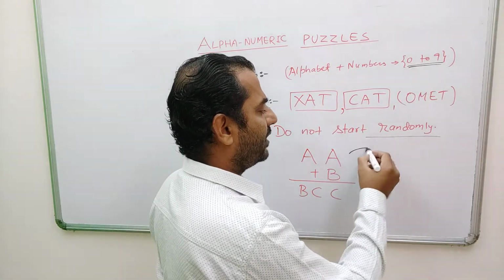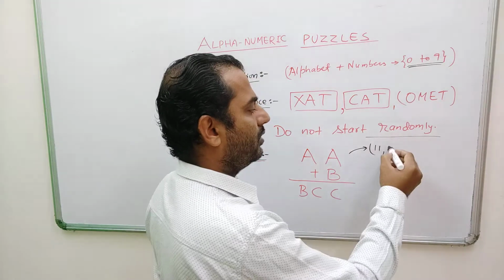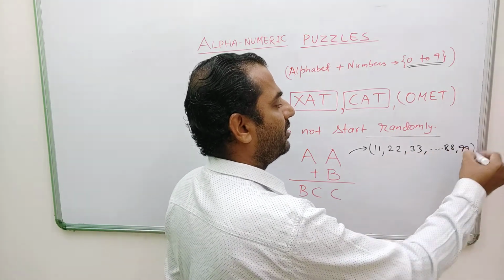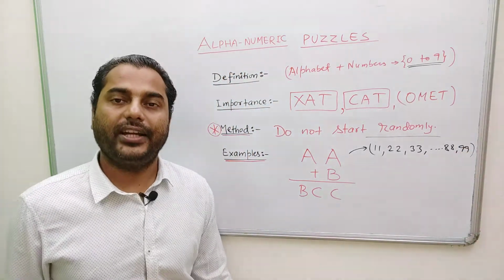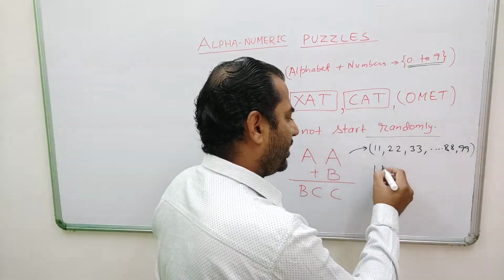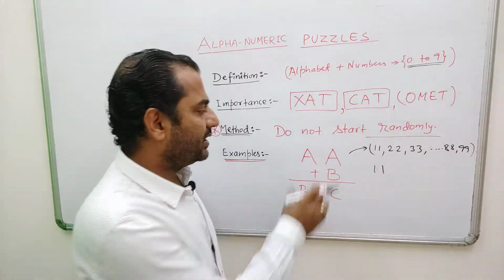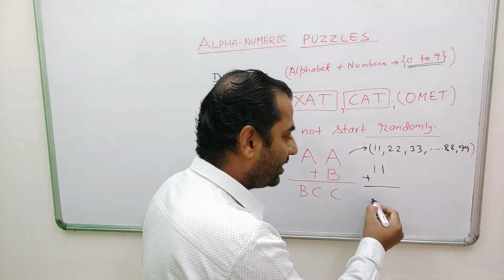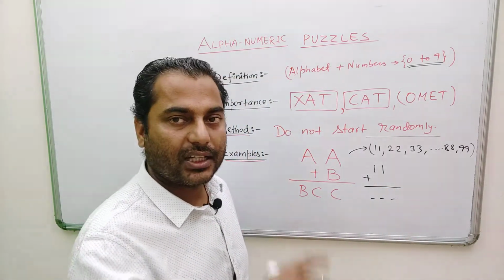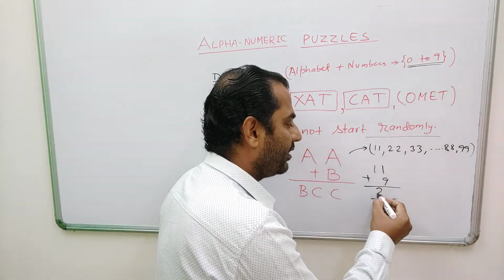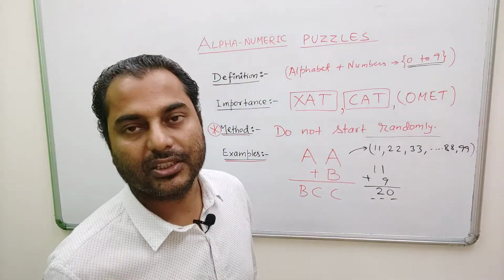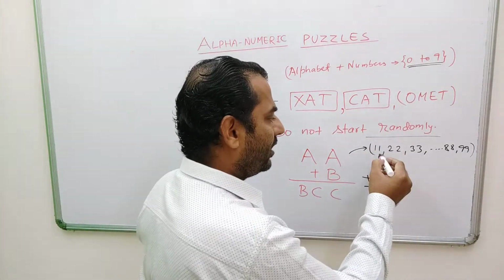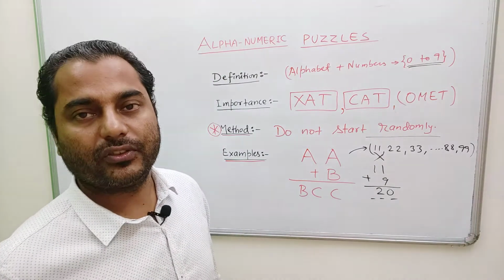So the possible values, if I write, it can be 11, 22, 33, moving on to 88 or 99. These are the 9 possible values of AA. Let me take 11 for example. If I consider AA to be 11, now 11 plus some single digit number, and this result is a 3-digit number. Even if I take the largest single digit number, which is 9, I will end up with only a 2-digit number, that is 20. So 11 plus 9 is 20. This was very easy, but anyway we can straightaway eliminate the option of 11.